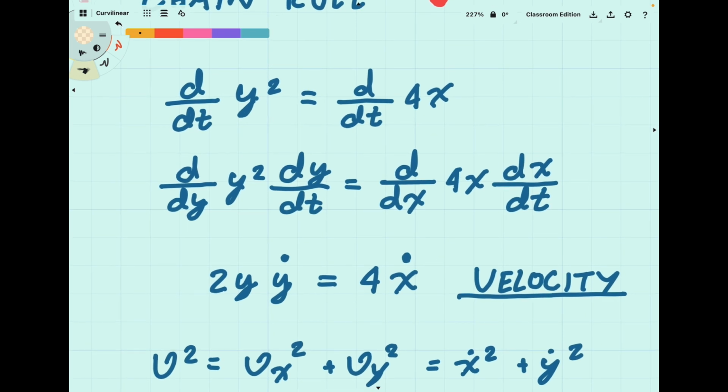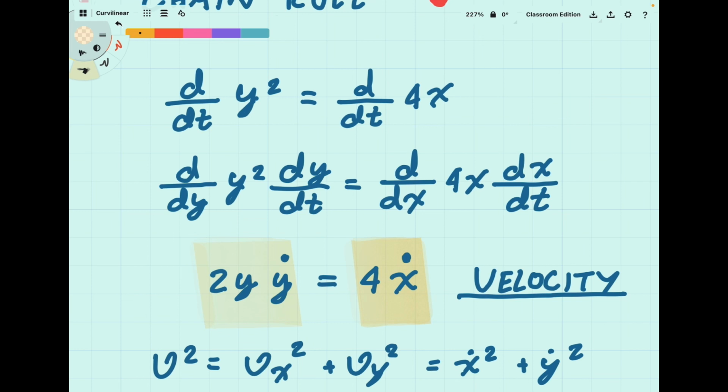So we're taking the derivative with respect to y of y squared times dy dt, which is velocity in y, or y dot in the dot notation. So we get the one side of the equation, and then the derivative of 4x with respect to x times dx dt, which is velocity in x, gives us the other side of the equation. So that is a functional relationship between the velocity in x and the velocity in y.